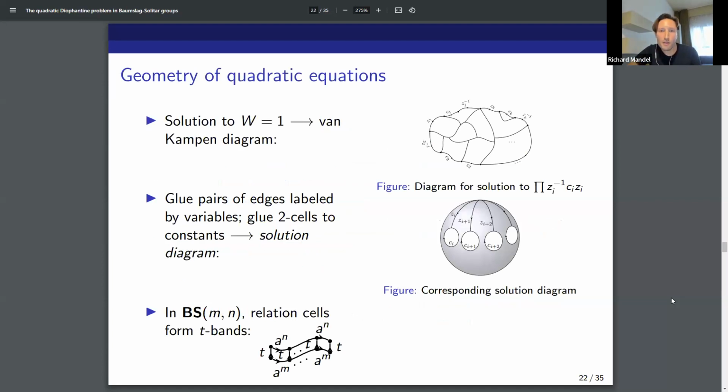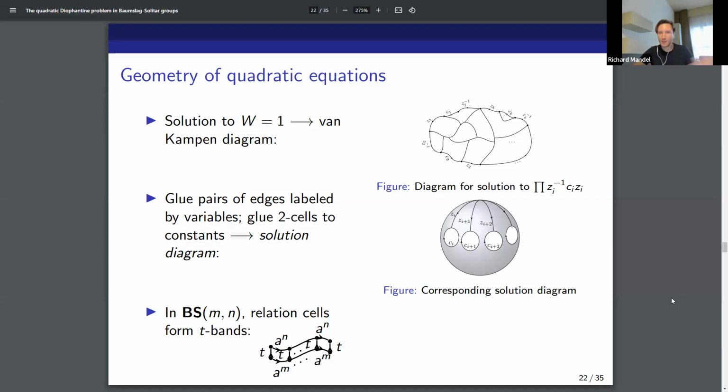Now I'm just going to talk about BS(n, ±n). In proving both NP-hardness and that the problem is in NP, we need to use the geometry of this particular quadratic equation, which we discussed a little bit earlier with compact surfaces. So if we have a solution, then we have some Van Kampen diagram with the equation drawn around the edge of the diagram.